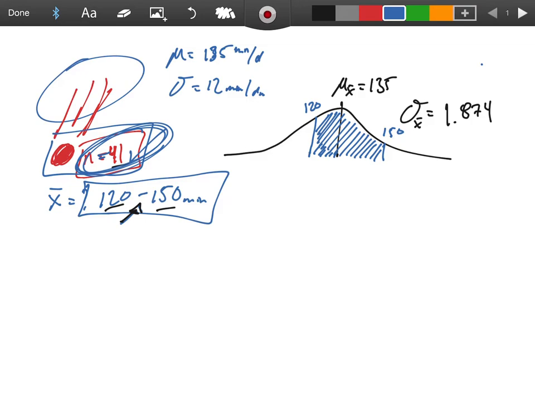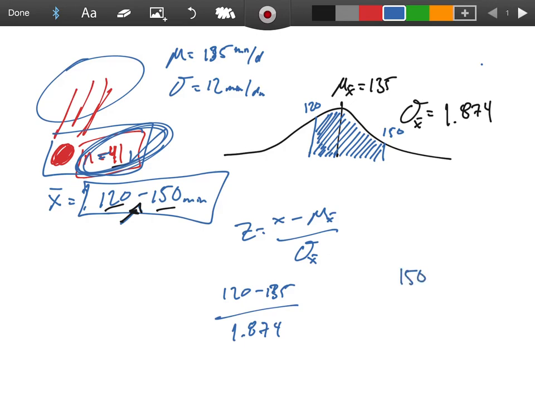then I need z-scores. And so z is going to be x minus mu x hat over the standard error. And so for 120, this is going to be 120 minus 135 divided by 1.874. And then the other one is going to be 150 minus 135 divided by 1.874. And let's run these into my calculator and find out what these values are.